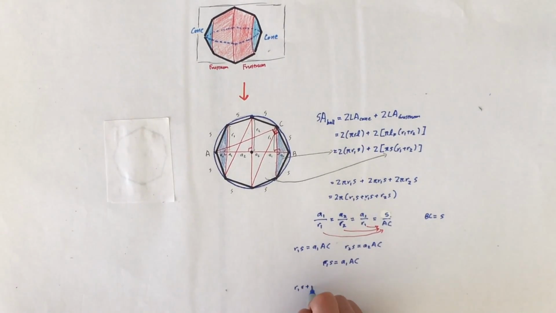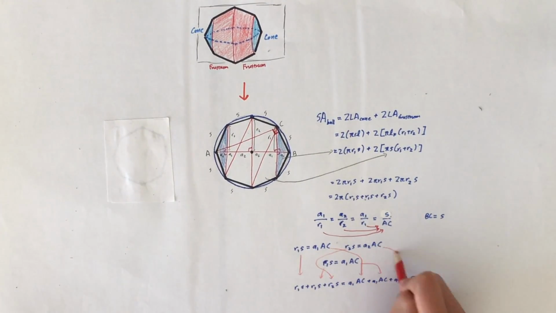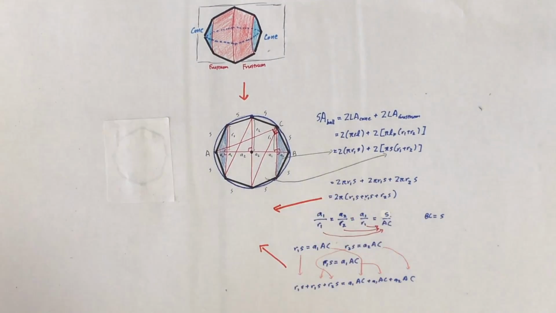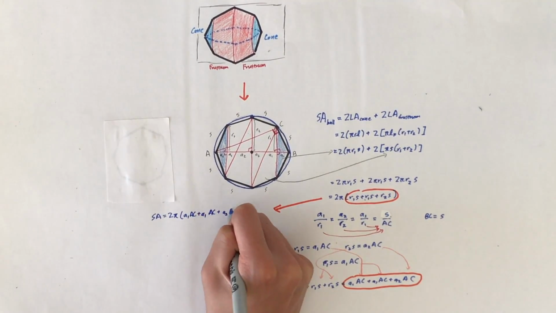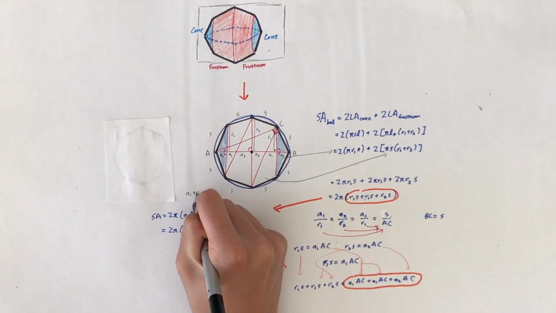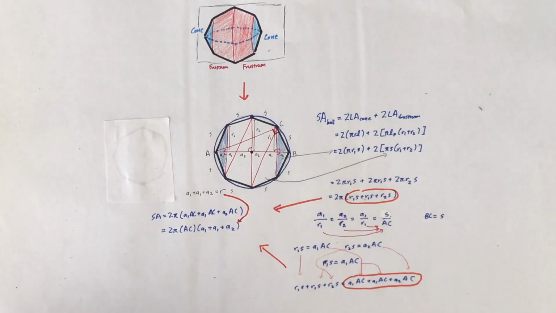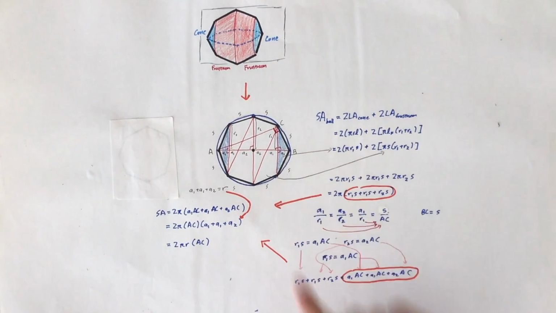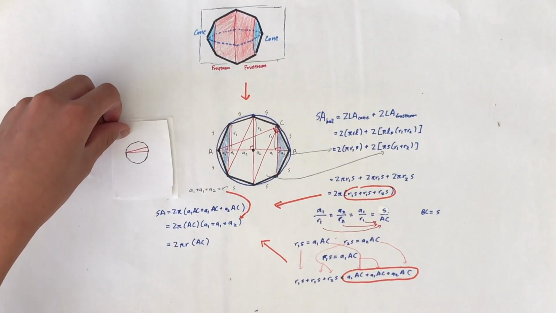Now, the addition property lets us add r1s plus r1s plus r2s and make it equal to a1ac plus a1ac plus a2ac. And you can see that up there we already have r1s plus r1s plus r2s, so we can substitute that in for its equal, factor out the AC, and we're left with 2 pi AC times (A1 plus A1 plus A2). And if you look at the octagon, then A1 plus A1 plus A2 is equal to the radius of the octagon. So we can substitute A1 plus A1 plus A2 for the radius, and we end up with 2 pi r times AC.